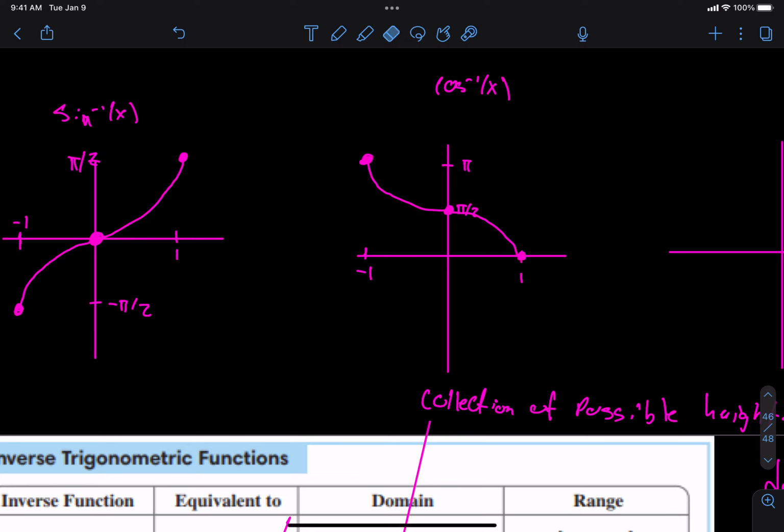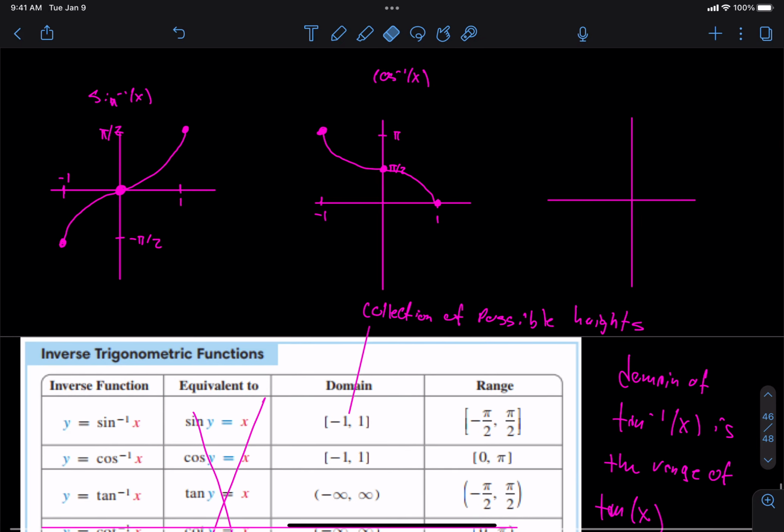Maybe we should Google that real quick. I don't want to be telling you wrong stuff. Cosine inverse graph. No, I drew it correctly. Yeah. Okay, so they look like this.